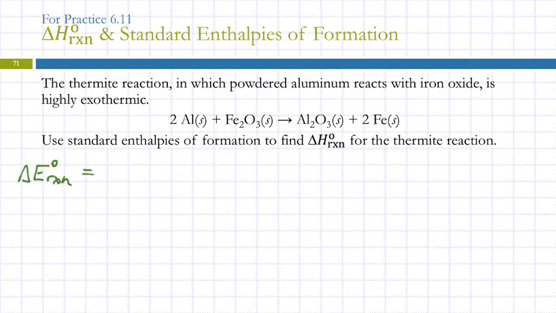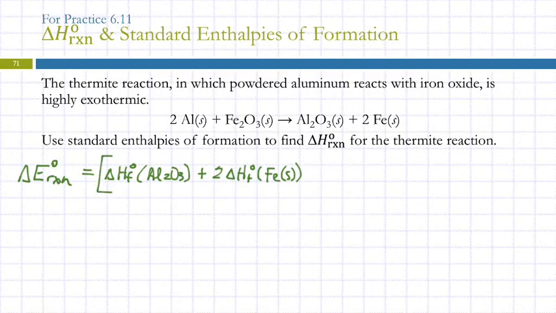So this is going to be the heats of formation of the products, and you have to take into account the coefficients. Because if you have 2 moles of something, it's going to have twice as much energy change. So I've got the heat of formation for aluminum oxide plus 2 times the heat of formation for iron. So those are my products. Those are the things that are being formed.